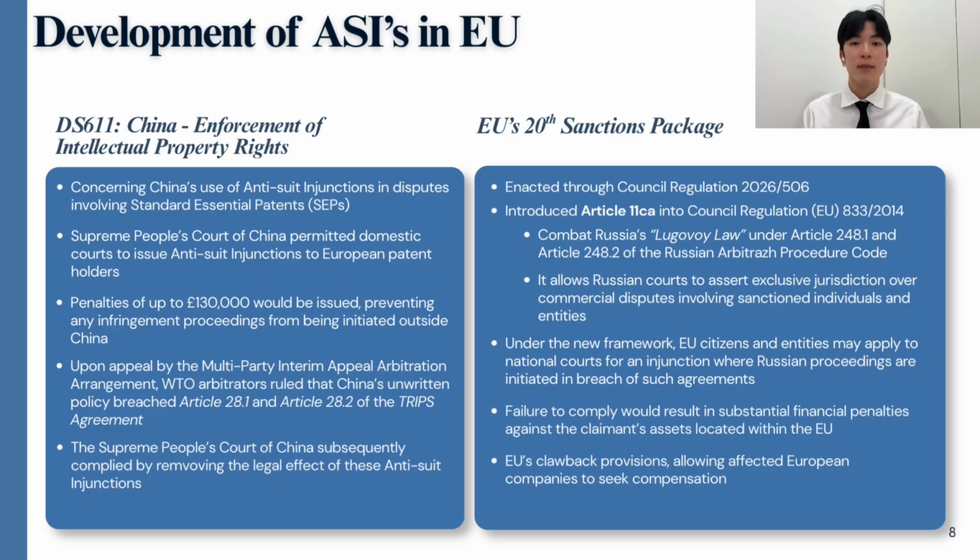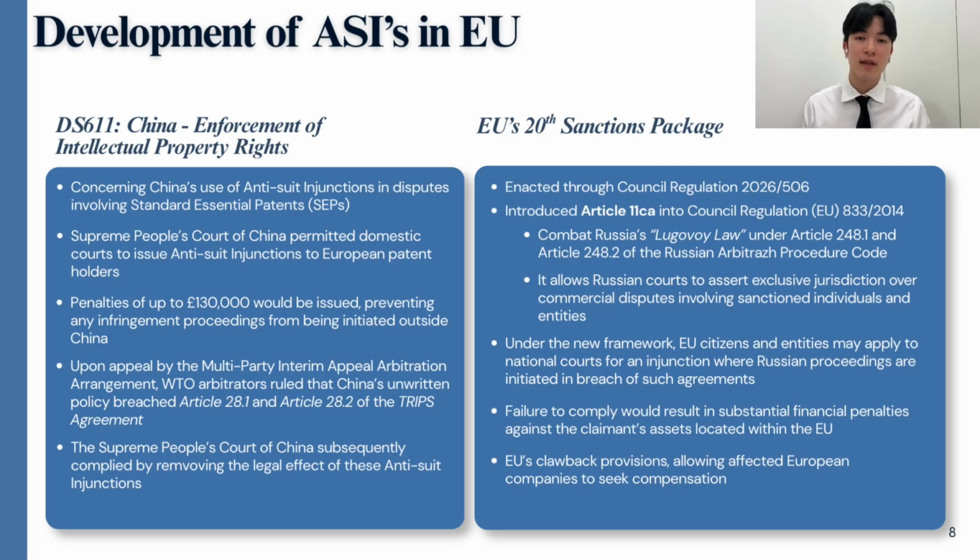Moving on, developments can also be seen in the field of IP. In China's enforcement of IP rights, the European Union secured a legal victory before the WTO concerning China's use of anti-suit injunctions in disputes revolving around SEPs. Previously, the Supreme Court of China permitted domestic courts to issue extraterritorial anti-suit injunctions against European patent holders, where these orders impose daily penalties of up to £130,000 to prevent patent owners from initiating infringement proceedings outside China.